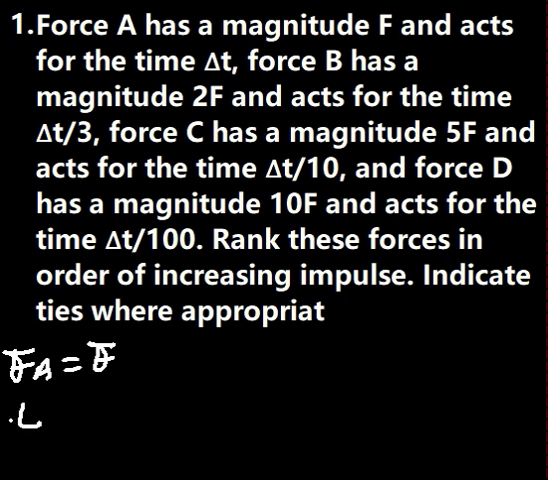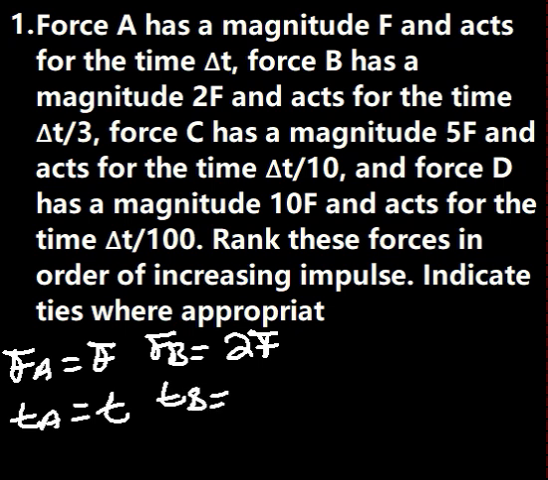Now with respect to the time, the time for force A is given as a time, let's say. And force B has a magnitude of 2F. Now we have a force FB, and the magnitude is 2F. And what is its time? That is the time for force B, TB. We'll have it as D/3.